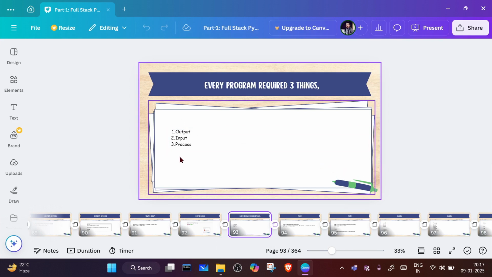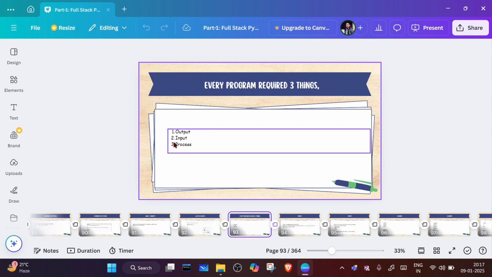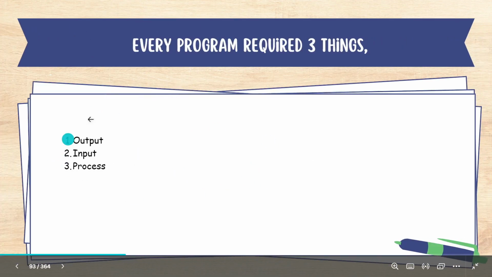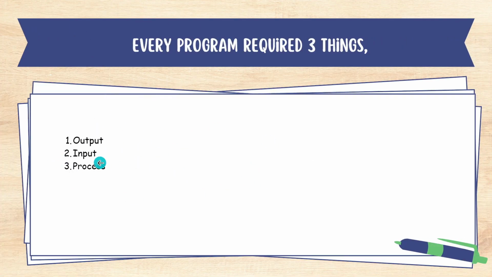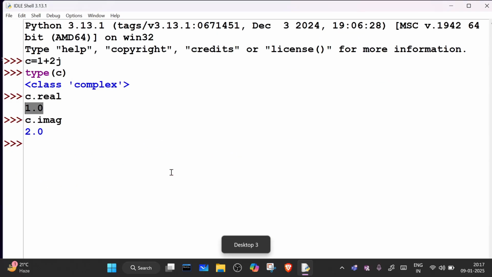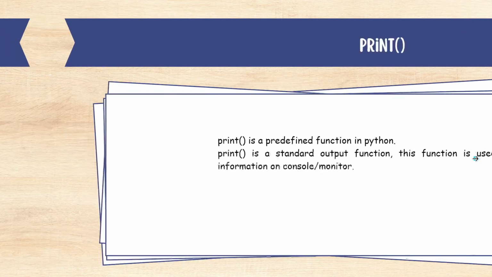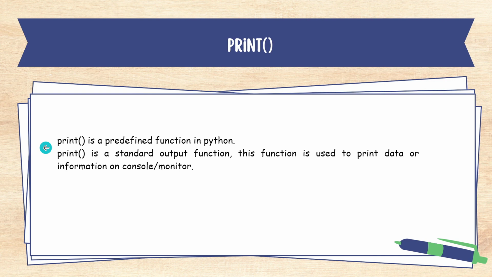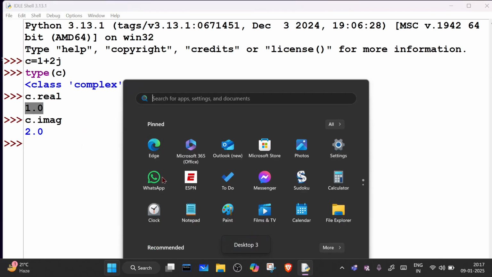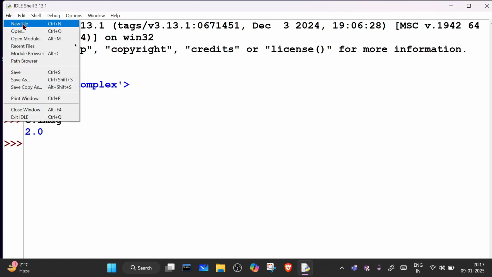Today we have to understand that every program requires three things: input, process, and output. Whenever we write a program, there should be three components in it. Whenever you create a program, you will give some input. Let me show you a demo as well.